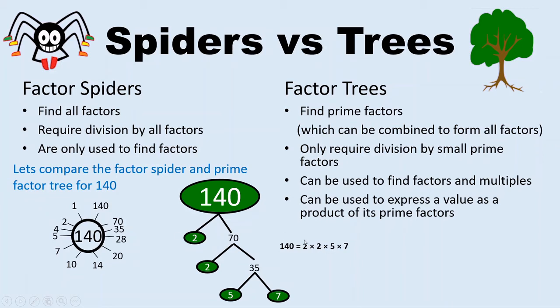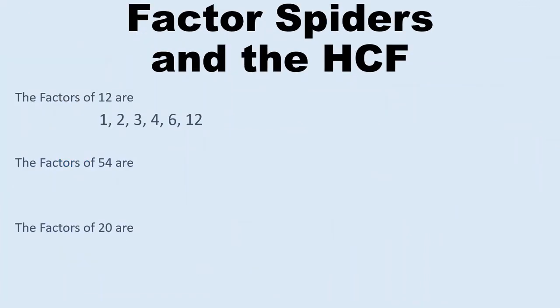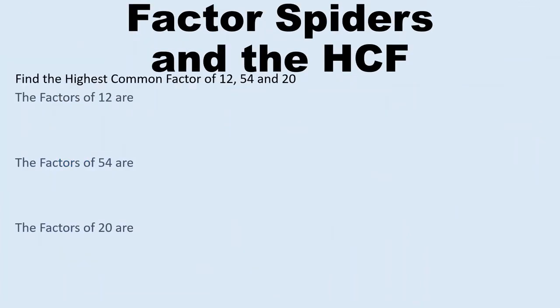28 is 2 times 2, which makes 4, times 7, that's 28. 35 is 5 times 7. 70 is 2 times 5, which is 10, times 7. And 140 is all of these multiplied together. So although I don't have all of the factors listed, all of those factors can be made up of the prime factors.